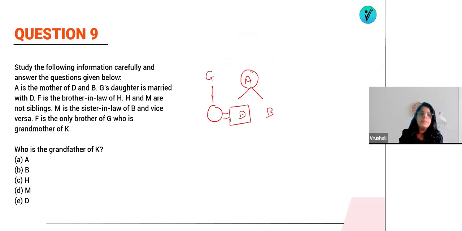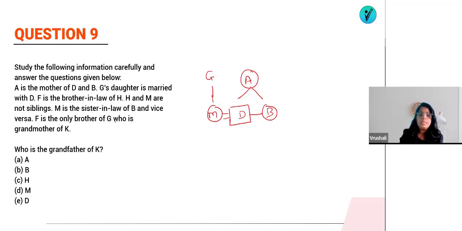Then F is a brother-in-law of H. Okay, we do not have anything here. H and M are not siblings. Okay. M is the sister-in-law of B and vice versa. So you can see this is what? Vice versa means both are sister-in-law of each other. That means B must be a female member and this is M, which is a sister-in-law, right? Both are sister-in-law of each other.